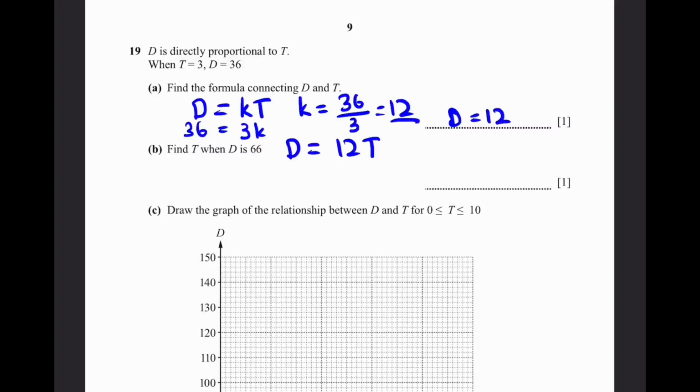D equals 12T. Part B. Find T when D equals 66. So, let's substitute it into this formula.